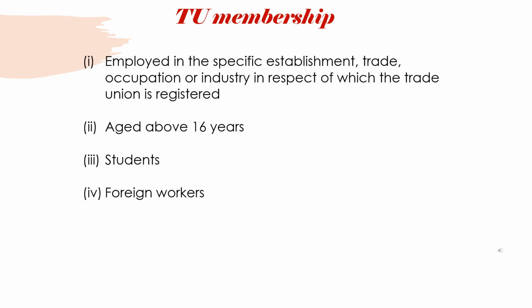As for trade union membership in Malaysia, the members must be employed in the specific establishment, trade, occupation or industry in respect of which the trade union is registered. The members must be aged above 16 years, but those between 16 to 21 cannot be appointed as officers or executives. As for students, they can join a trade union, but they must be above 18 and genuinely employed. Foreign workers cannot be appointed as officers or executives, but can be members of a trade union.